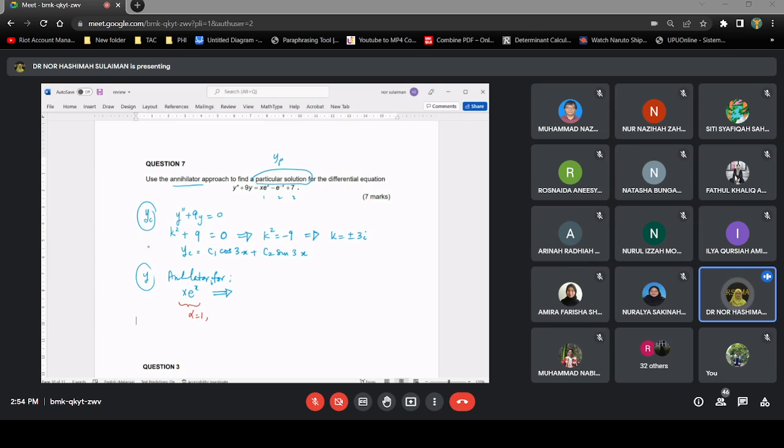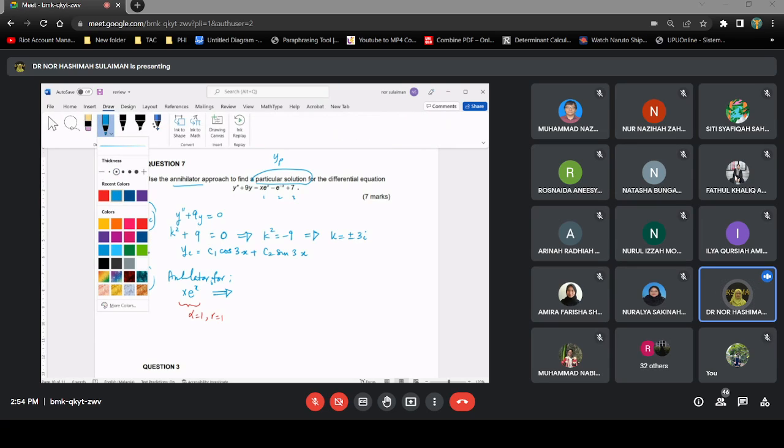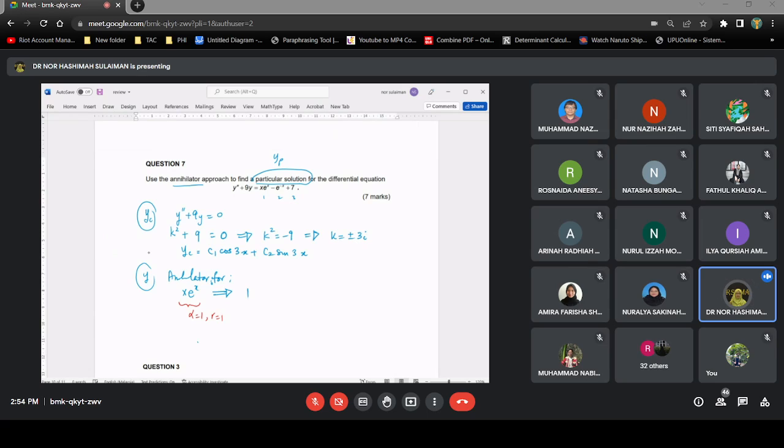Okay, and then apa lagi maklumat? R equals to 1, isn't it? So, what would be the annihilator for this particular function? Should be D minus alpha, isn't it? But you take it to the power of 2, isn't it? R plus 1, kan? Ingat tak ni?